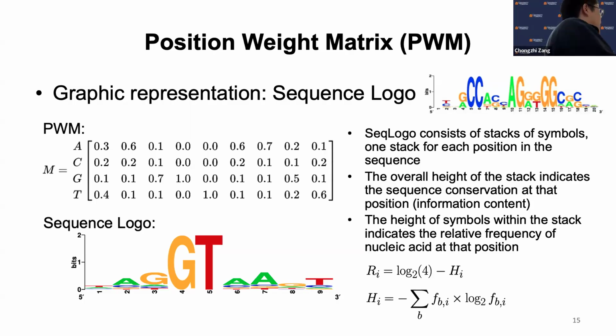So any questions so far about how to create a position weight matrix with information content? Okay, very good. Yes, the probability is just based on the position weight matrix. So f of b, i: b is the base, which of the 4 nucleotides, and i is the position, from 1 to N, from 1 to 9.